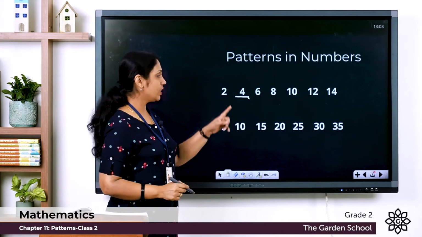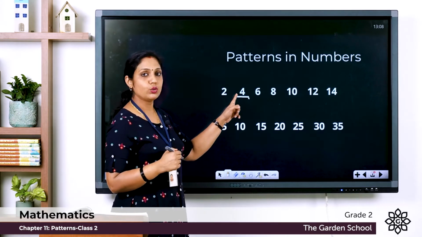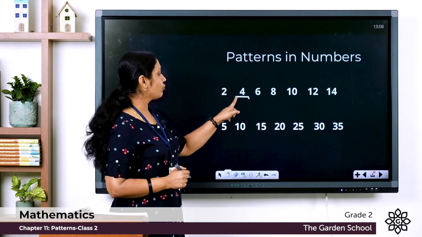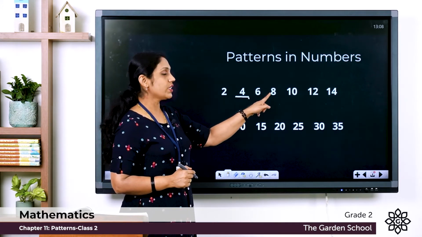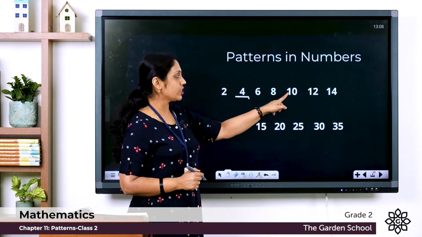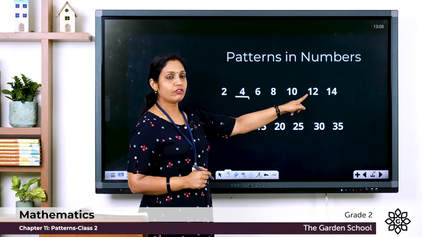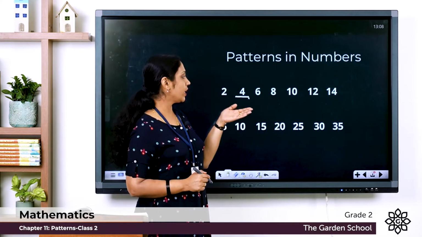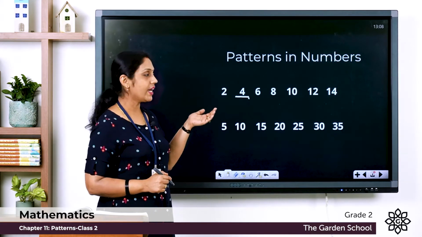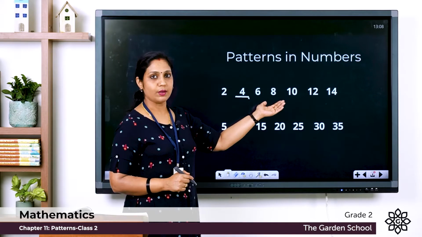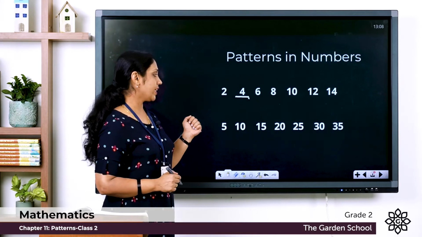Let's see, with this number, when we add 2, we have to get the next number. So 4 plus 2 is 6. 6 plus 2 is 8. 8 plus 2, 10. 10 plus 2, 12 and 12 plus 2, 14. So we can say here the numbers are increasing by 2. When we add the number 2, we get the next number. Now let's look at the next numbers.